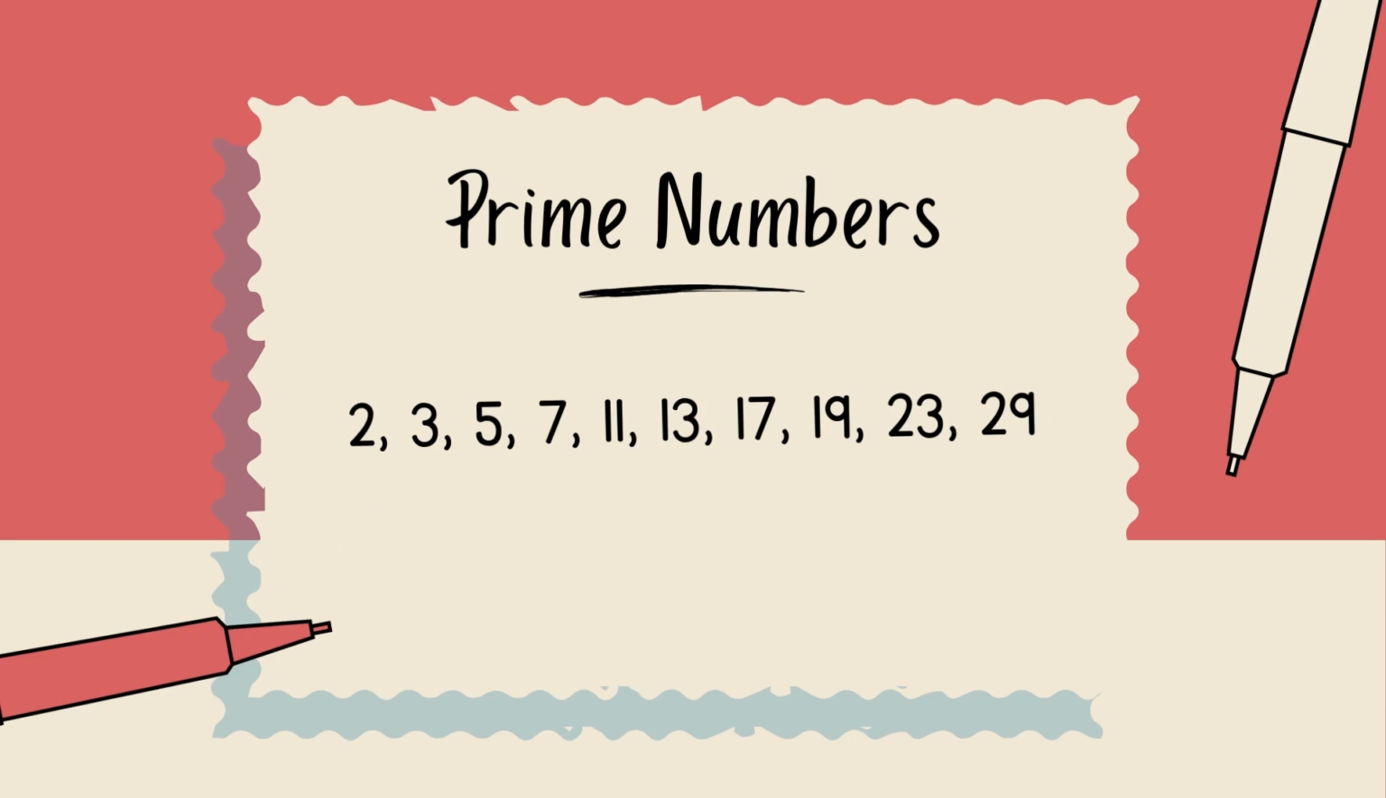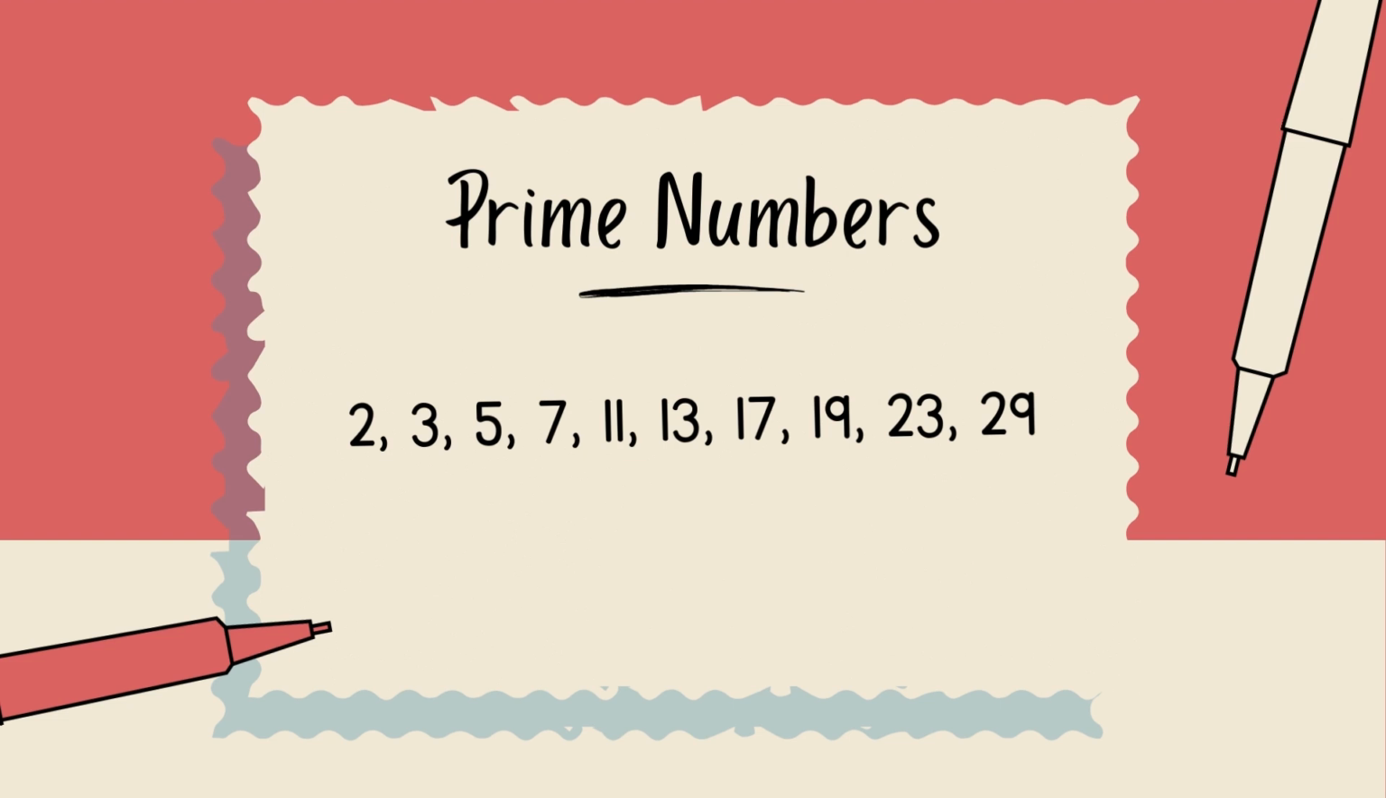Here is a list of some prime numbers that we have. We have the number 2, we have the number 3, we have the number 5, we have the number 7, we have the number 11, we have the number 13, we have the number 17, we have the number 19, we have the number 23, and we have the number 29. Now, in all these numbers, the only two factors that they have are themselves and 1.